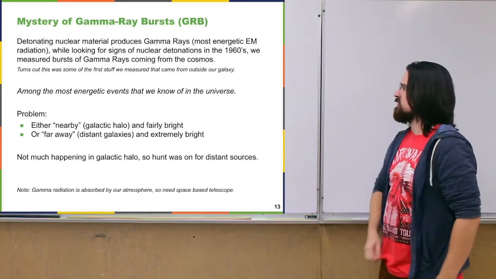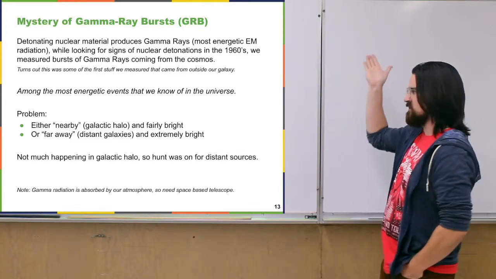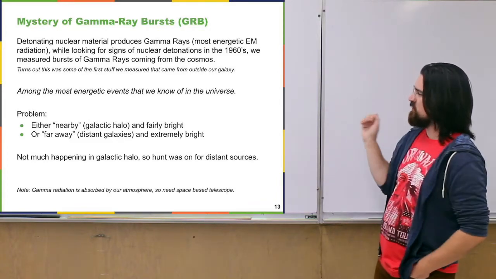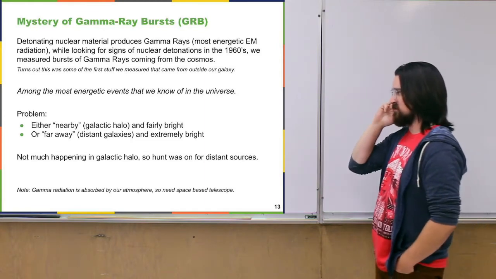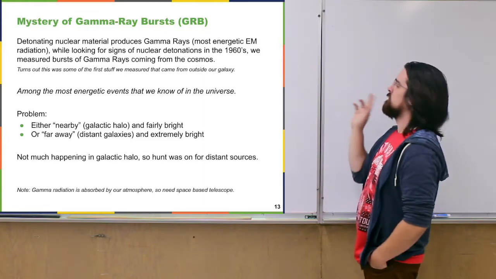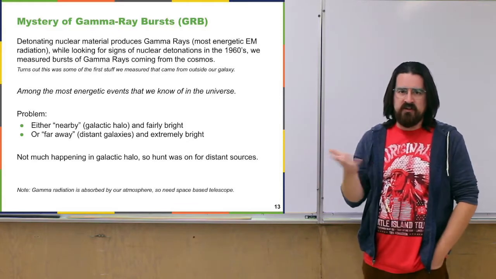So one thought was that there could be things, events, that are creating these gamma ray bursts, and they're in the galactic halo. And being that we're measuring them, they need to be, you know, fairly bright.